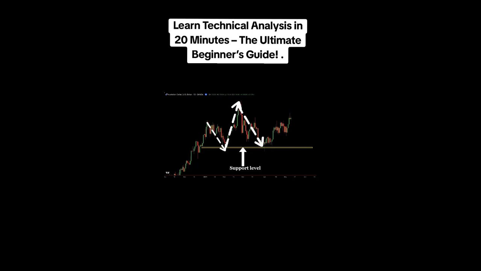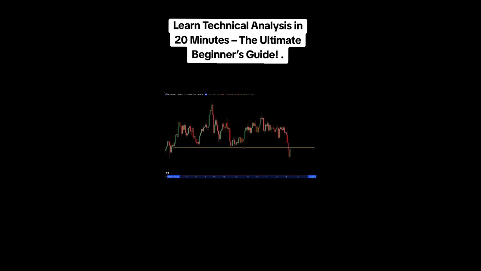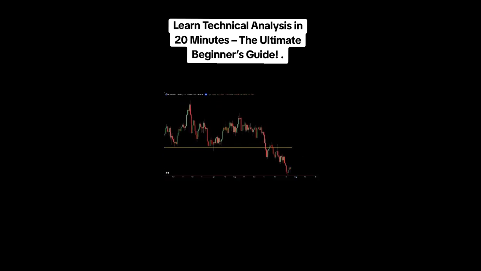When price reaches support, it often reacts by reversing or slowing down before making its next move. A support level forms when price touches the same area multiple times and fails to break below it. If price eventually breaks through a support level, that level can turn into resistance.